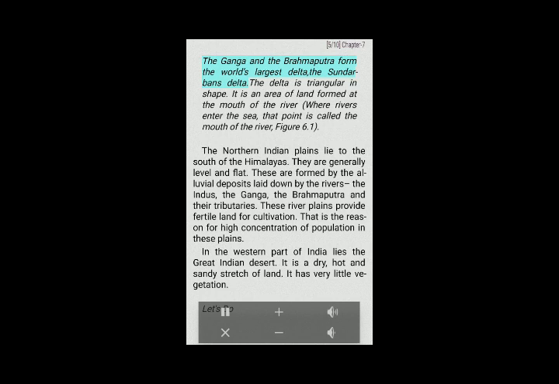Do you know? The Ganga and the Brahmaputra form the world's largest delta, the Sundarbans Delta. The delta is triangular in shape. It is an area of land formed at the mouth of the river, where rivers enter the sea.